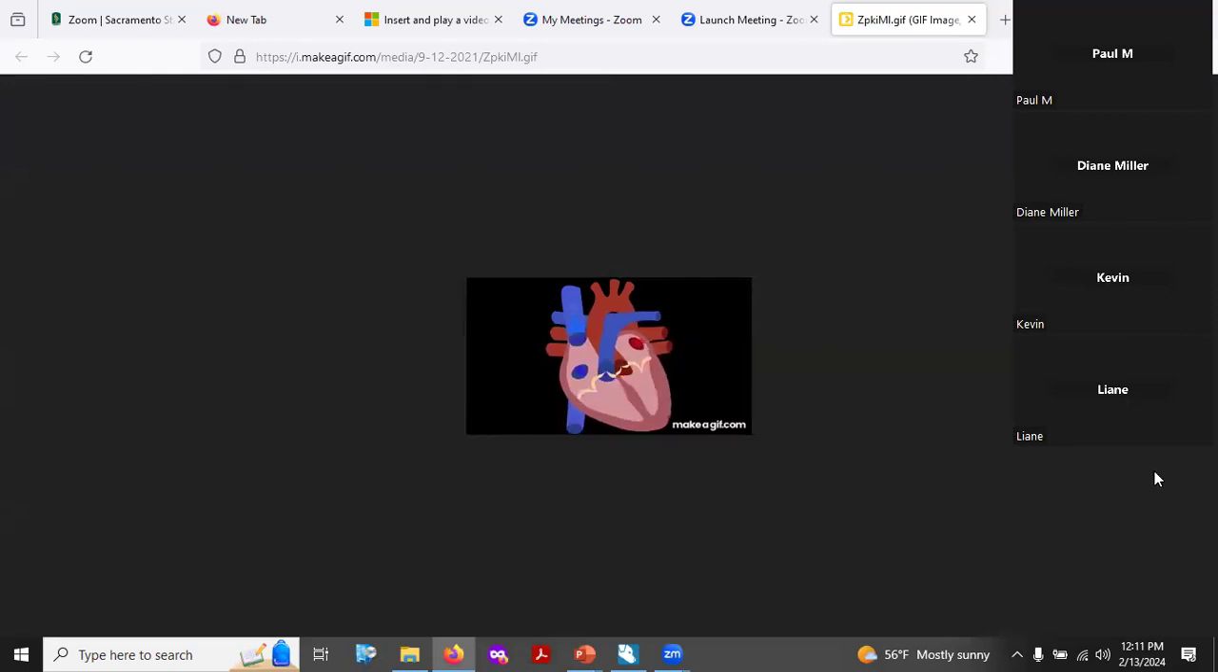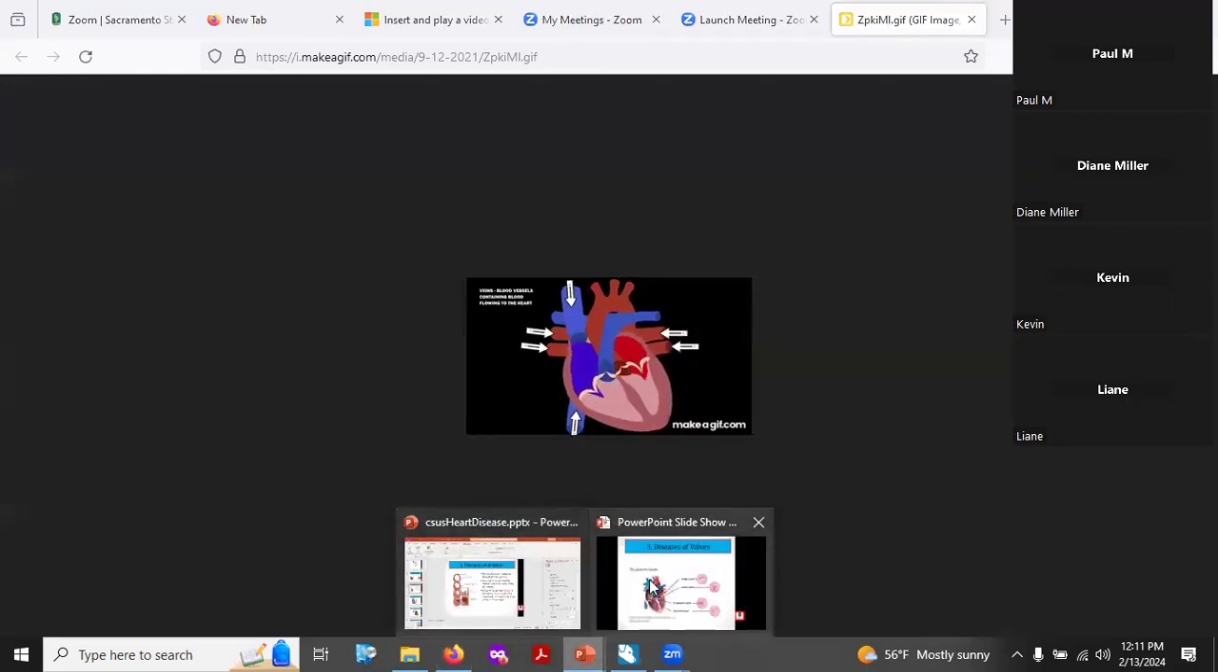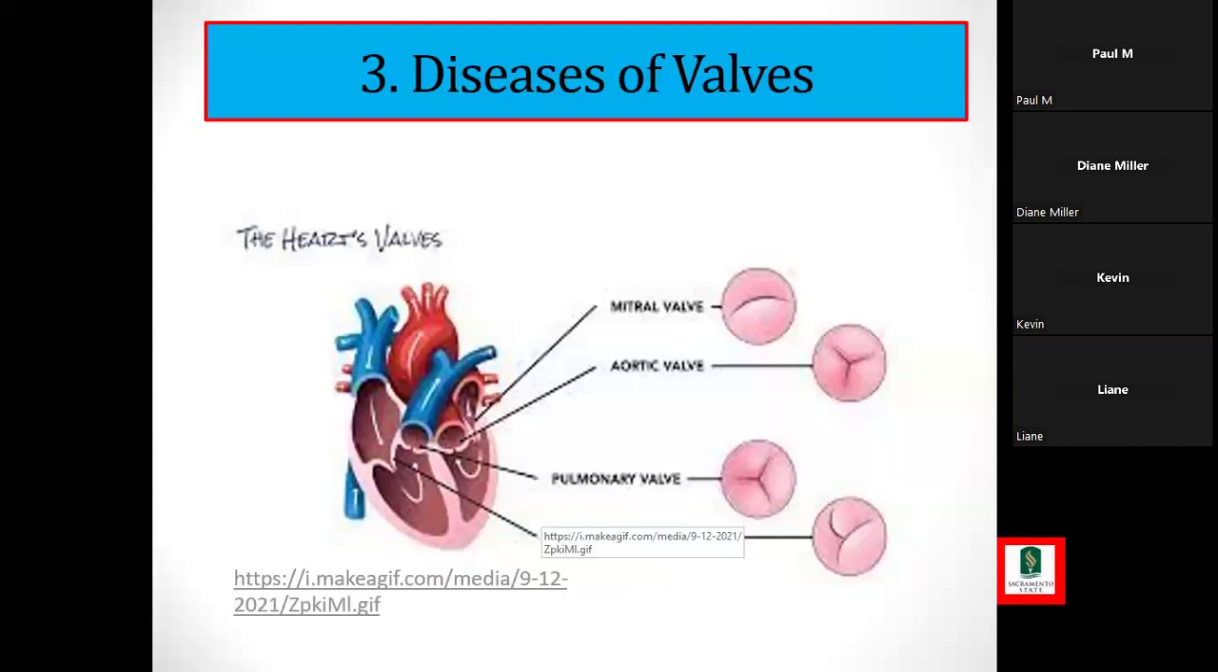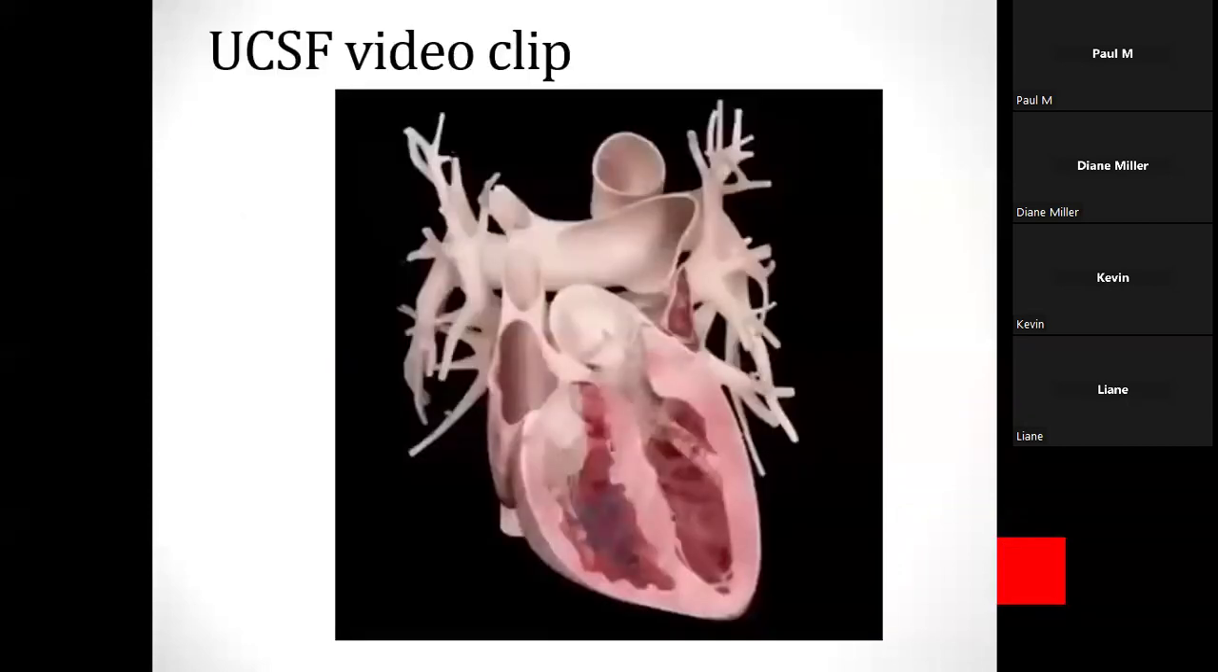Or you have to go back to your here. Here. And then go to the next slide. And click on it. It's a cool picture, isn't it?